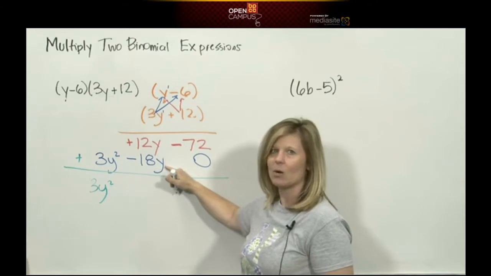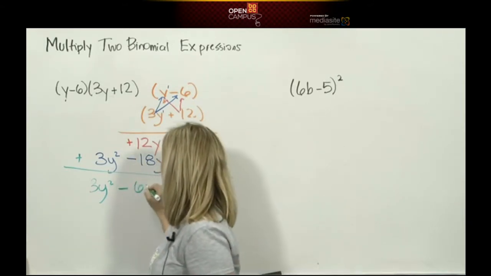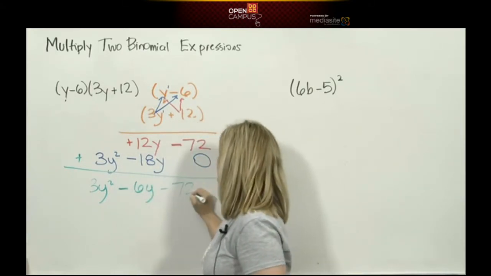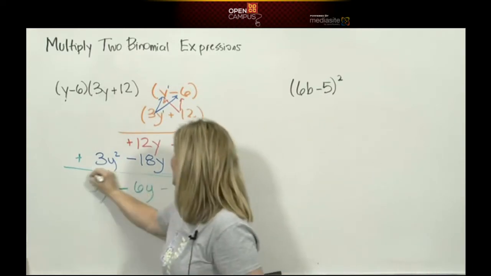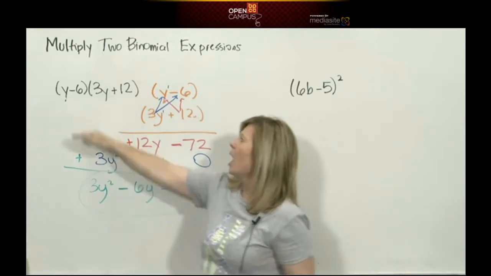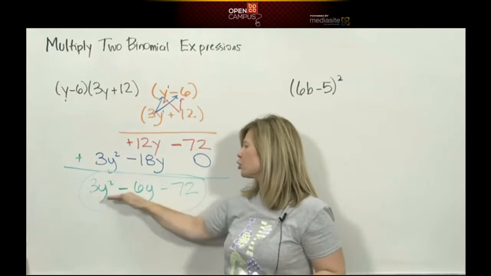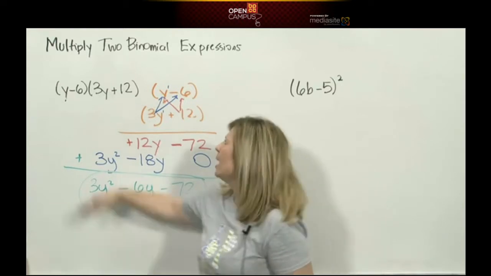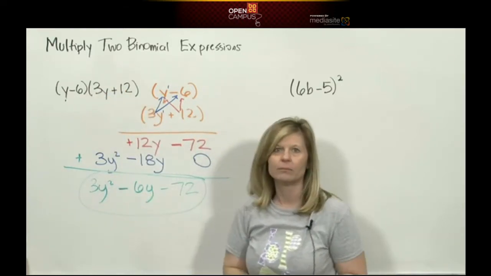12y minus 18y. Different signs, we would subtract and get negative 6y. There's nothing to add, negative 72. We are in the correct descending order. That is our product. You will hear me say throughout this course, a binomial times a binomial will produce a trinomial, 3 terms. 99% of the time, a binomial times a binomial will make a trinomial.